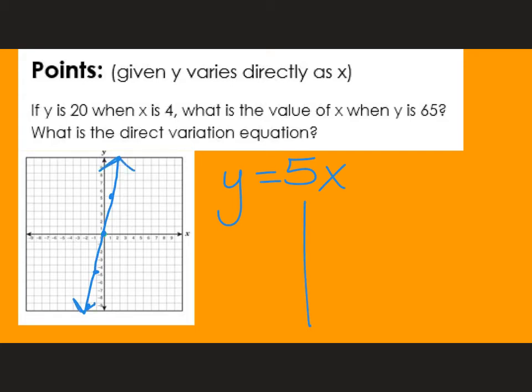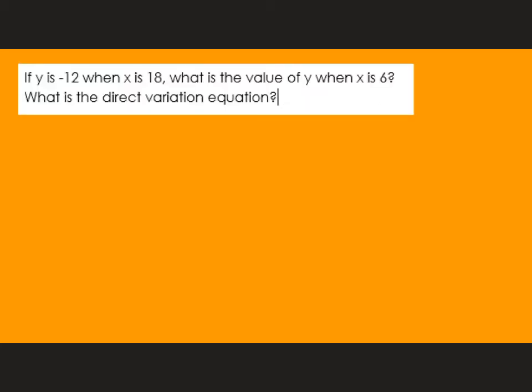Of course, we can also create a table, so we have x values and y values. So when x is 0, so is y. When x is 1, y is 5. When x is 2, y is 10, and so on and so forth. So you can see that, as before, you can multiply times 5 across the table. So this would be times 5, and times 5. So there's a lot of different things going on with direct variations. Let's look at some more.